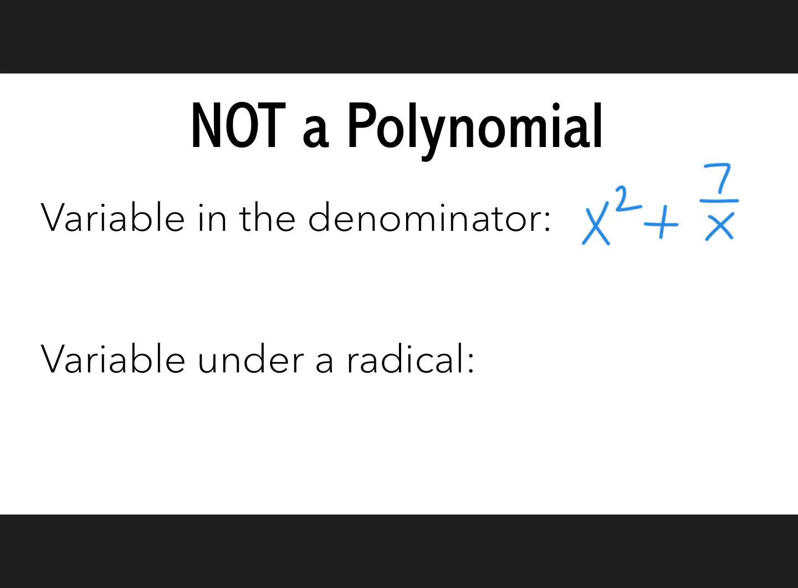I also cannot have a variable under a radical. For example, the square root of x plus, say, 3x to the power of 6. Again, I have to be able to put anything in for x, and in this case, I could never put a negative number in for x because you can't have a negative number under a radical and still have a rational answer.